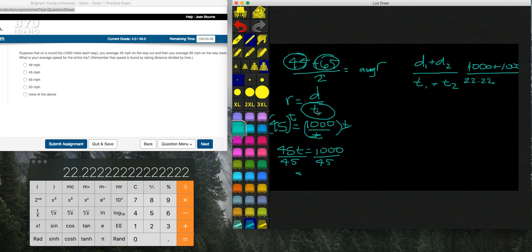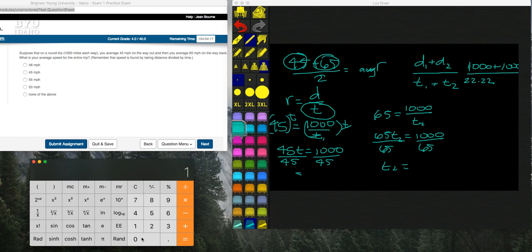Then we're going to find the second rate, or second time. So that one is going to be 65. So that's the rate, equals distance, which is again 1,000, divided by time 2, which is what we don't know. Gotta figure that one out. So I multiply both sides by t again. I get 65t equals 1,000. Again, it might help you to put a t1 and a t2 because they're different. Then I divide by 65, and I get t2 equals 1,000 divided by 65. That one is 15.38.